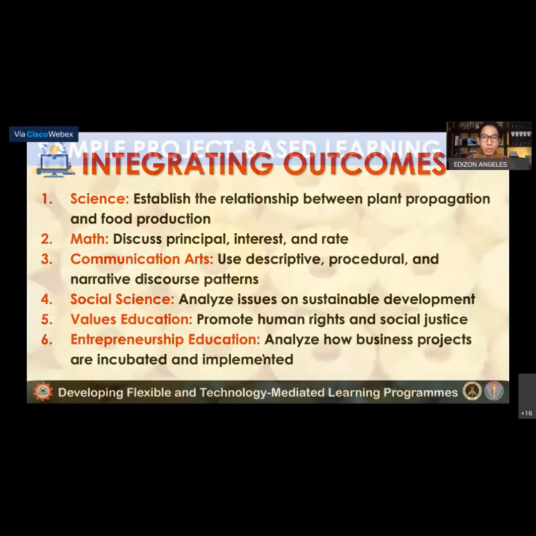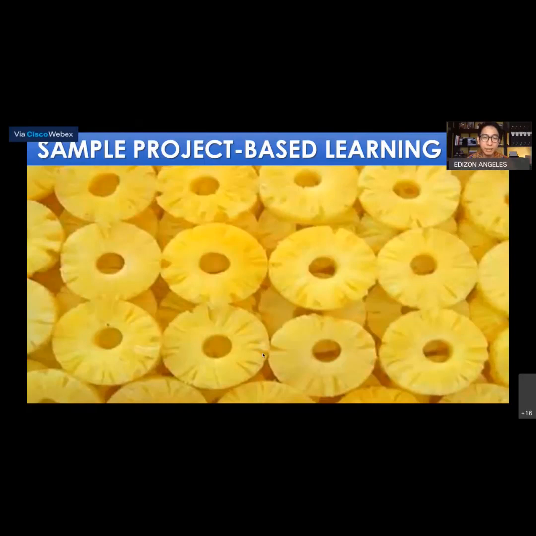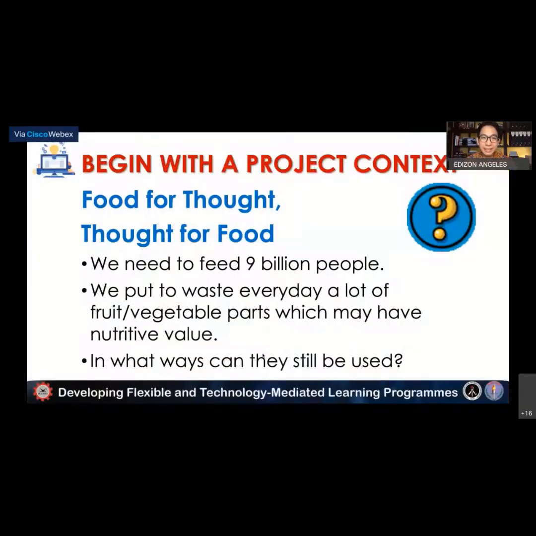An example of which, where all these learning outcomes can be learned, is in the project-based learning unit, where they get to answer the question, what can you do with what is typically wasted as plant parts. So the context is created through that project, and this is the context that we did for the British Council some years back. It's entitled Food for Thought, Thought for Food, where the context says that we need to feed 9 billion people, and we put to waste every day a lot of fruit and vegetable parts, which may have nutritive value. The question is, in what ways can they still be used?